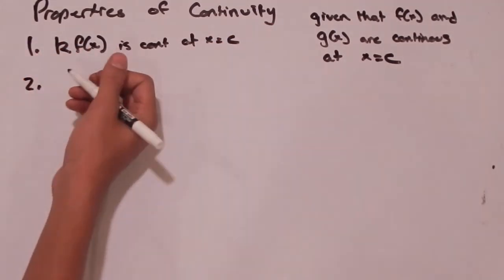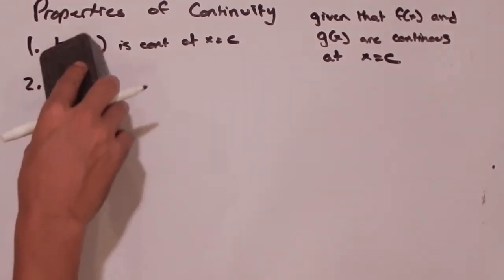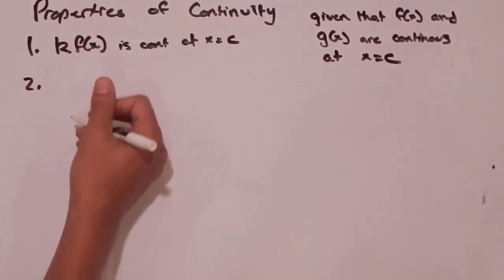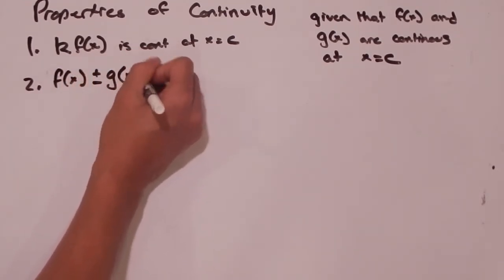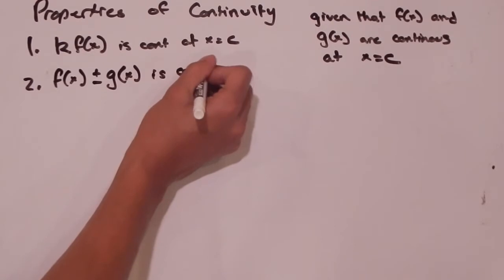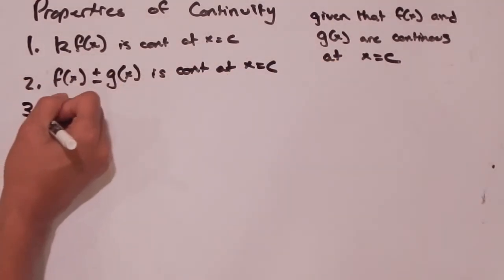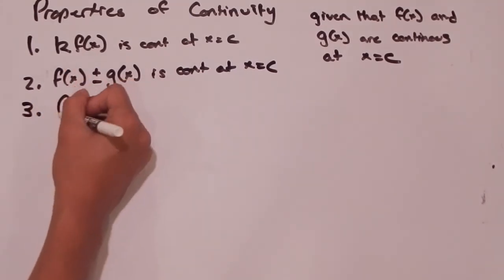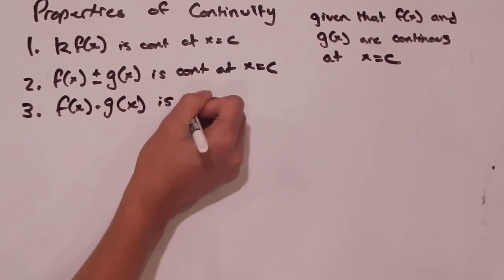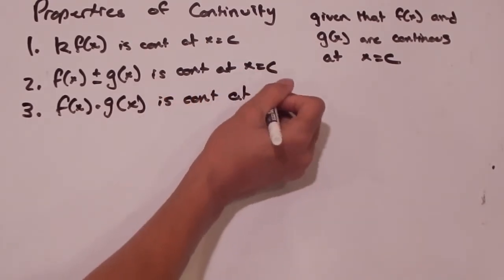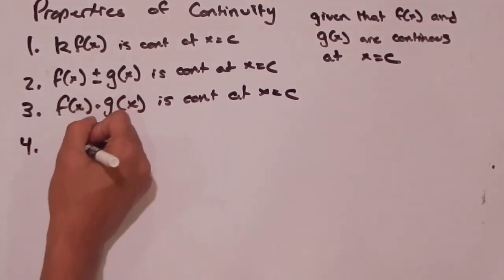The next is the sum and difference. And of course this is when k is some constant. So this is going to be f of x plus or minus g of x is continuous at x equals c. This is going to be the product property, that f of x times g of x is continuous at x equals c.